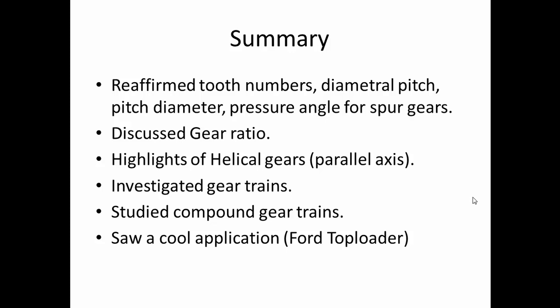Anyway, in summary, we've reaffirmed some tooth numbers: diametral pitch, pitch diameter, pressure angle for spur gears. We've discussed gear ratio. We've looked at some helical gears, parallel axis. We've investigated some gear trains. We've studied some compound gear trains, reverted ones where the input and output shafts are collinear. And we saw a cool application with the Ford Toploader. I hope you've enjoyed it.